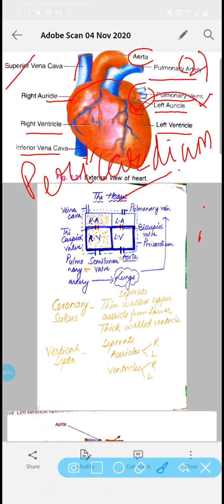Now here comes the aorta. Aorta is the largest artery inside our body. What does this largest artery do? It transports the oxygenated blood from the heart to the different parts of the body. I hope this external diagram is clear to you.